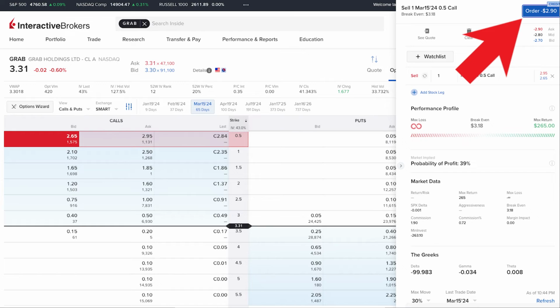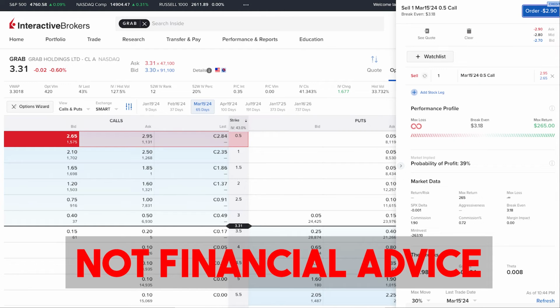So now I just have to hope and pray that by March 15, Grab shares will go down and my 100 shares of Grab won't be called away. And I want to clarify that this is for illustration purposes. This is not financial advice. Invest at your own risk.